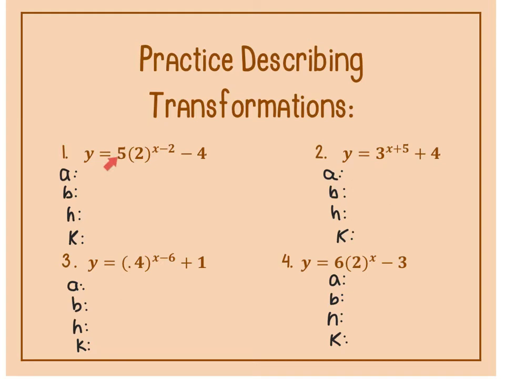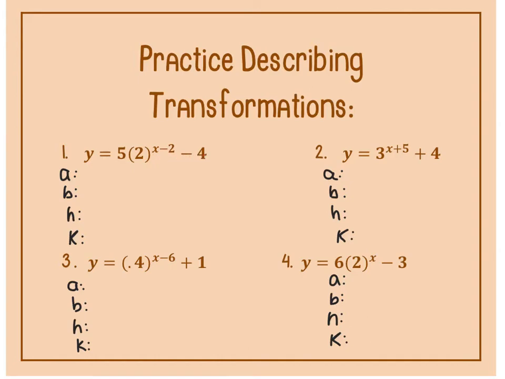A is the number in front of your parentheses. B is the number inside of your parentheses. You only need parentheses on B if you have an A, okay? But B has to have the exponent. So wherever the exponent is, that's your B value. H is a number that's after the X. It's going to be in the exponent. And K is a number that comes after the exponent.